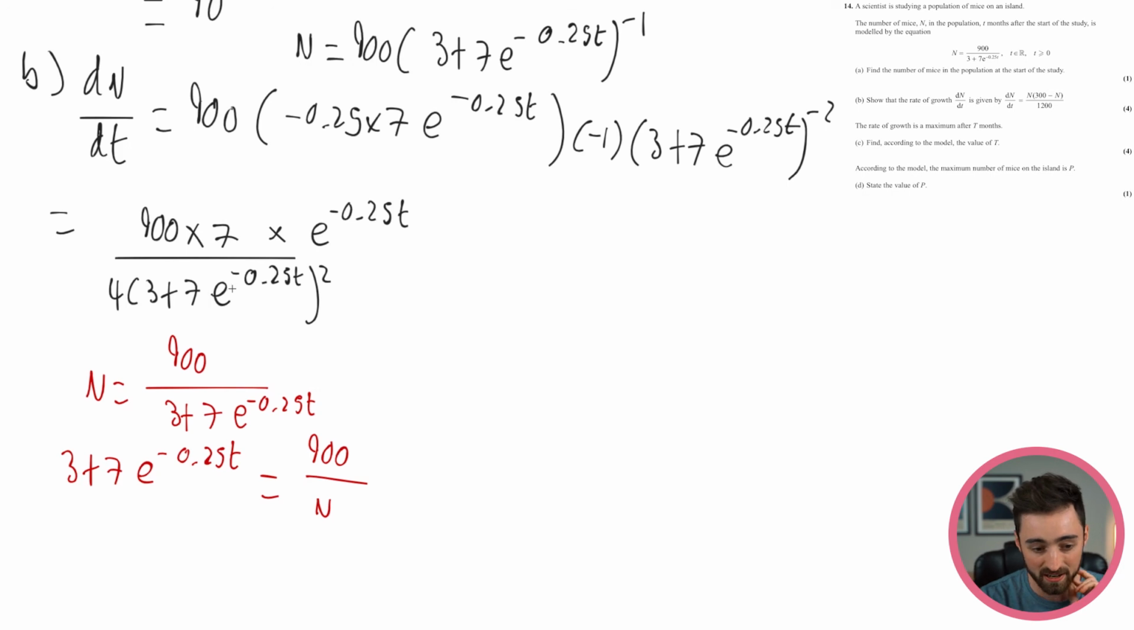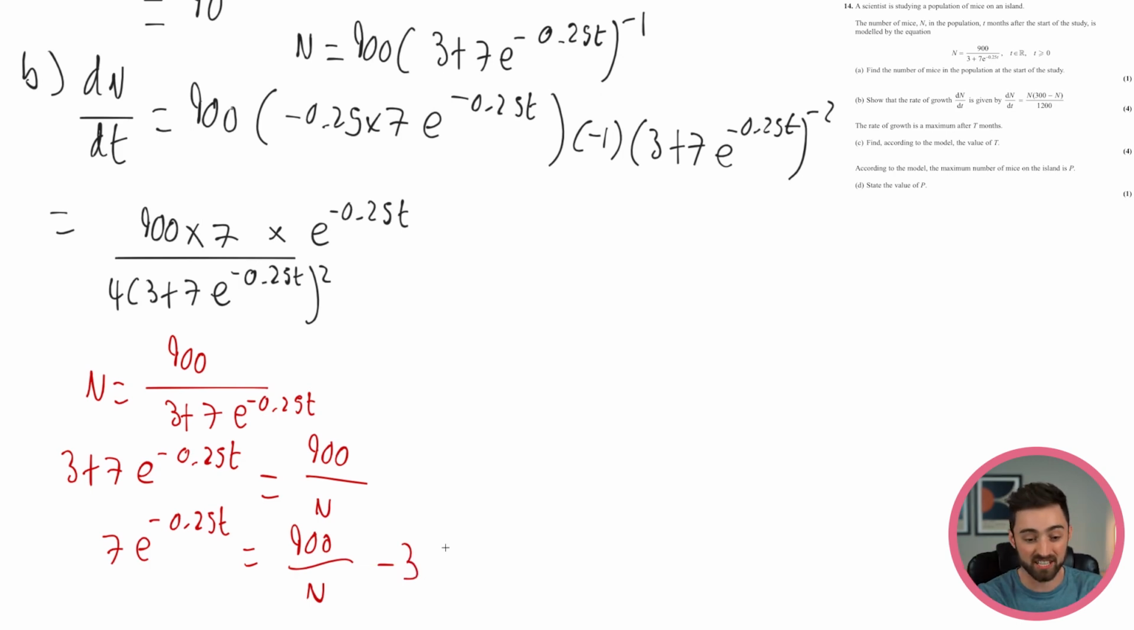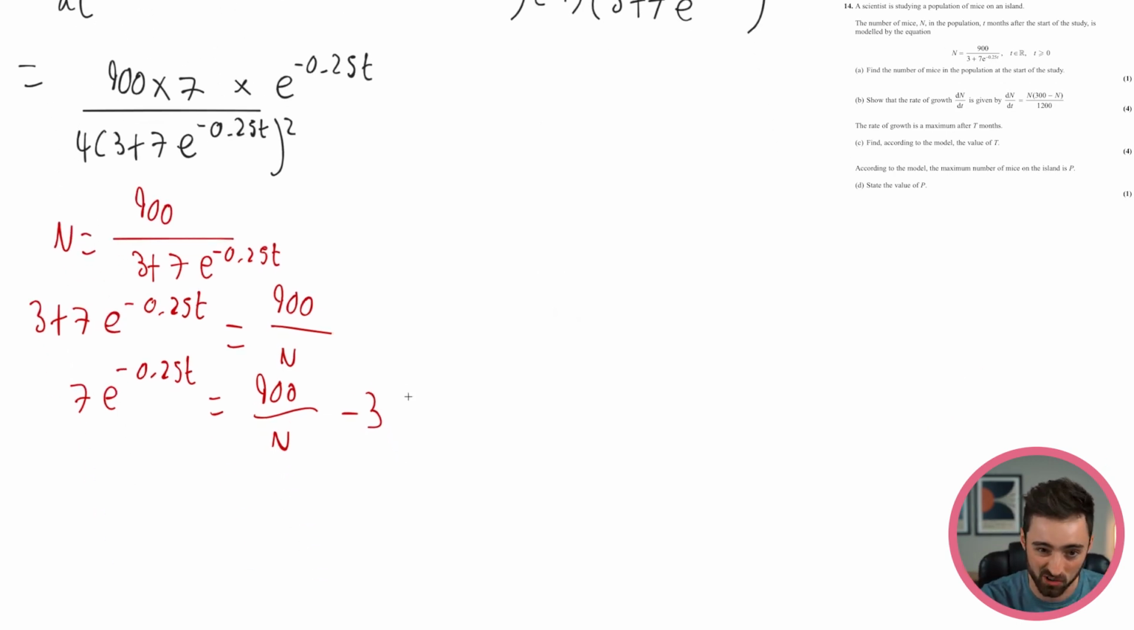So I'm going to do a similar thing with this as well. Essentially, I have this 7e to the minus 0.25t here. I'm going to work out that as well. So 7e to the minus 0.25t is just going to equal 900 over n minus this 3. So I'm going to sub both of these into this fraction, and then I'm going to see what comes out of it. Just be super careful here, because it's probably quite easy to make mistakes. You might witness me making one now.